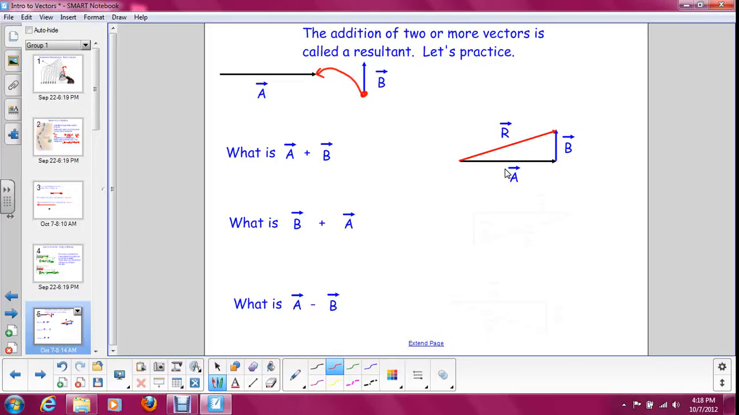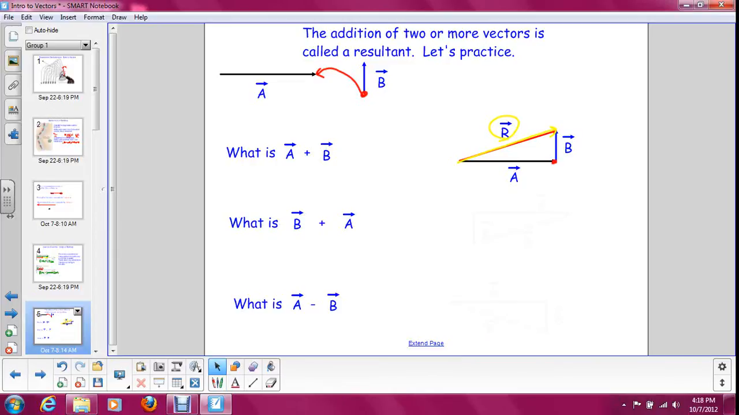So we have the tip of A connected to the tail of B here, and the resultant, or R, is from the tail of A all the way to the tip of B. It does not go from the tip of B to the tail of A. It goes from the tail of what you start with to the tip of what you end with.